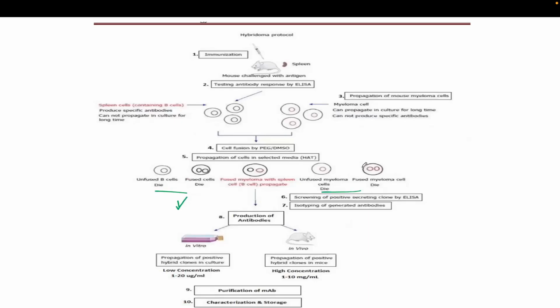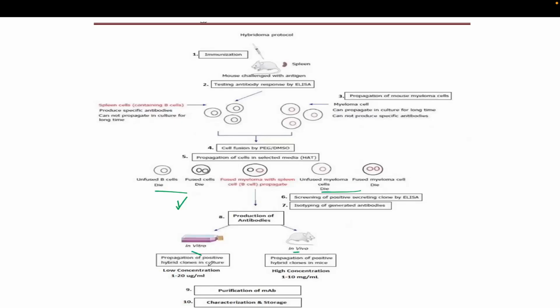HGPRT enzyme in their nucleus, right? So that's why it can't survive in the HAT media, whereas this fused myeloma will survive because of the presence of HGPRT. Okay, then we will isolate the positive clone by ELISA screening. Okay, then isotyping of the generated antibodies, and for larger quantity production of antibodies, we can perform in vitro, and then we can do in vivo.